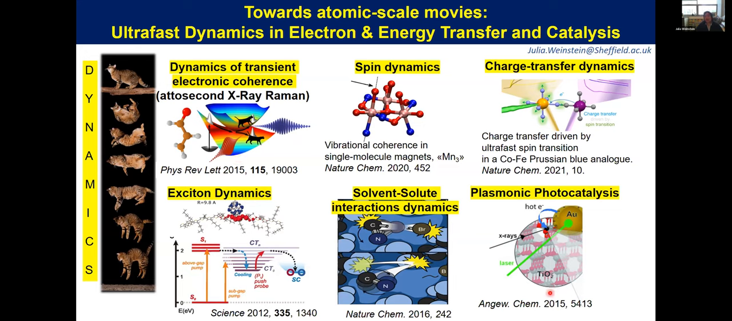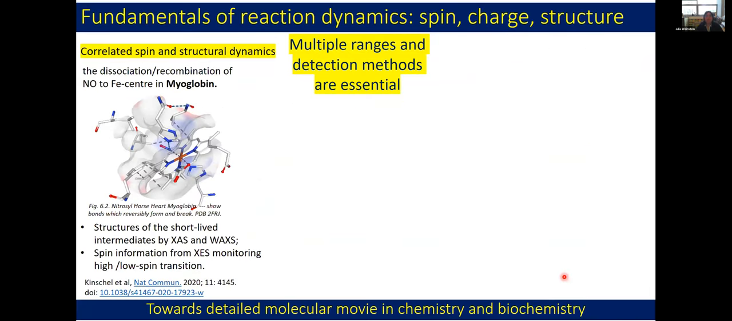And closer to catalysis, you can look directly at what is happening with plasmonic photocatalysts, and you can interrogate changes in catalytic structure, changes in the surfaces by using time-resolved X-ray methods. So what do we want? We want spin, charge, structure, all at the same time.